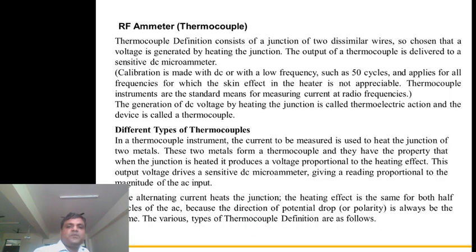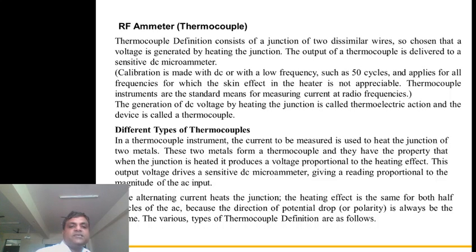So the thermocouple is nothing but a junction of two dissimilar wires, and this junction is chosen in such a way that a voltage is generated by heating the junction. The output of this RF ammeter or thermocouple is delivered to a sensitive DC microammeter, and this device is calibrated in such a way that it can be used for the measurement of AC current in the radio frequency range.